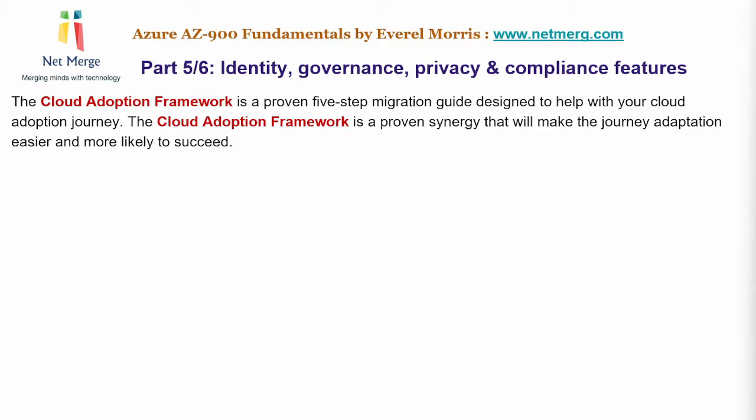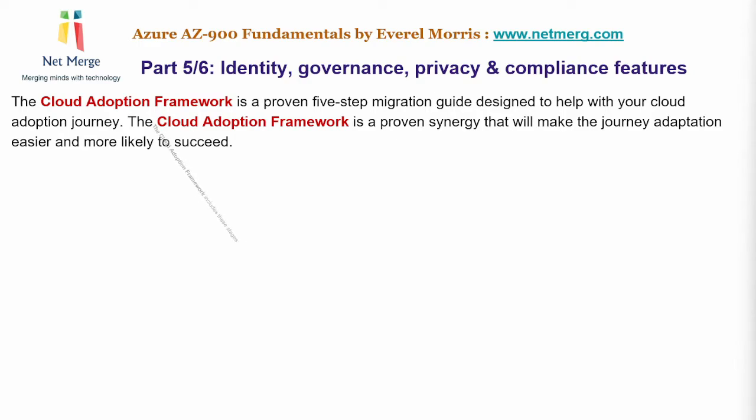Now let's talk about the Cloud Adoption Framework. The Cloud Adoption Framework is a proven 5-step migration guide for your frictionless lift and shift in Azure, moving from on-premises into the cloud. If you follow this framework, Azure is promising you a successful transition. There are 5 steps in the migration guide, and it's designed to help your cloud adoption journey. It's a proven synergy that will make your adoption journey a lot easier, a lot more efficient, and you should try to follow it.